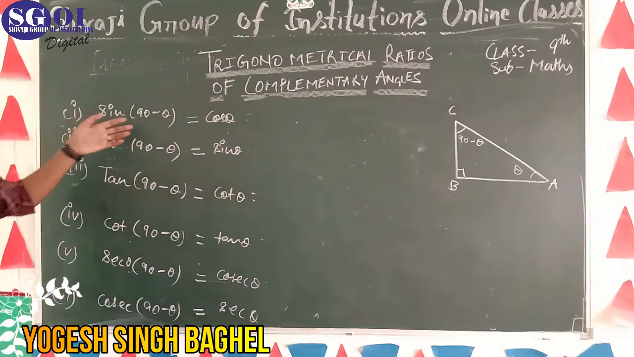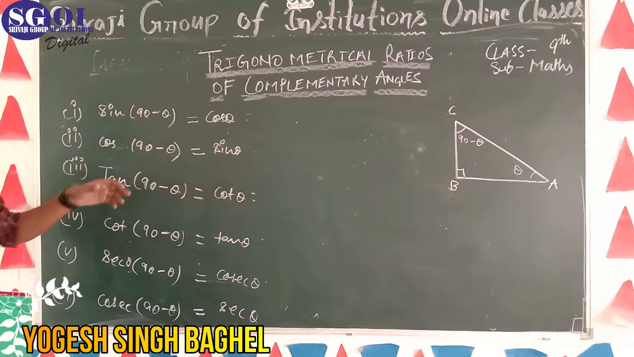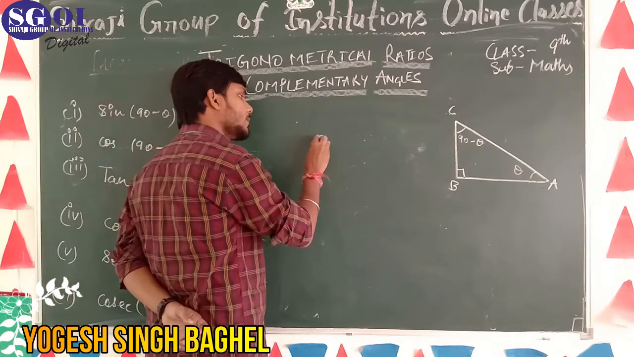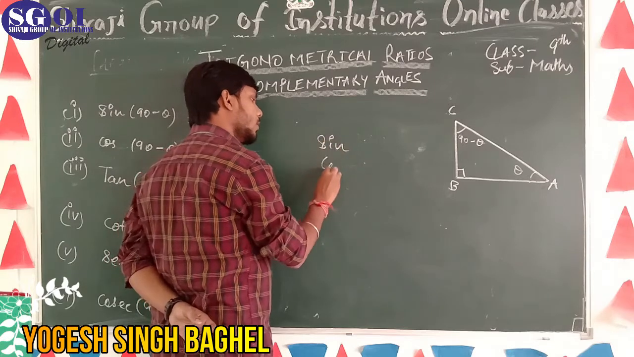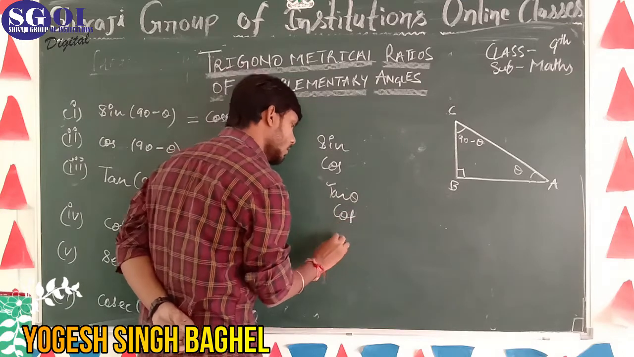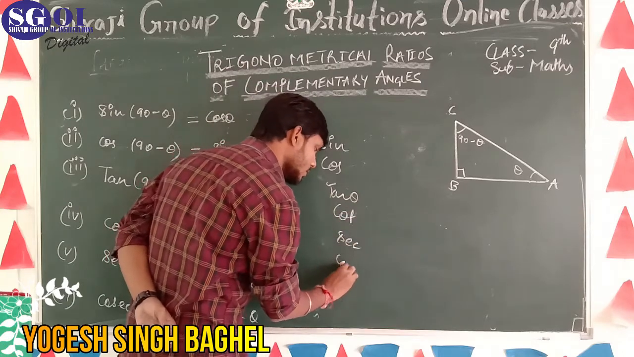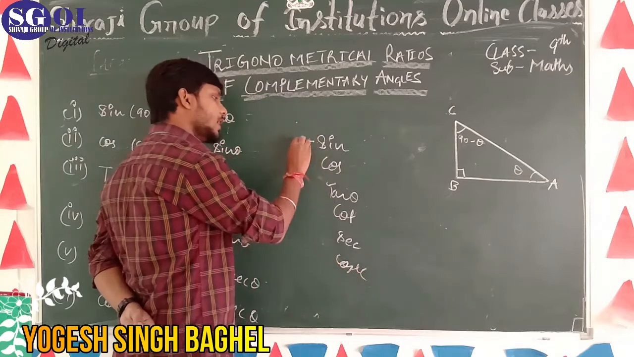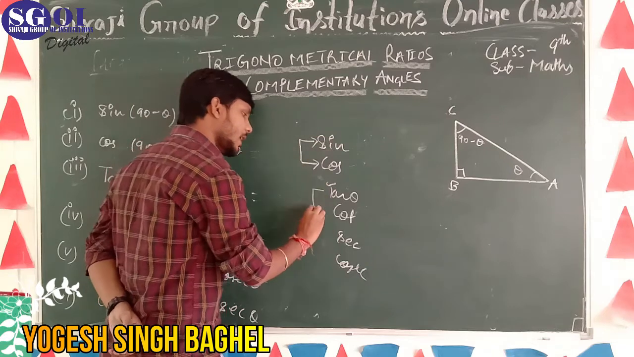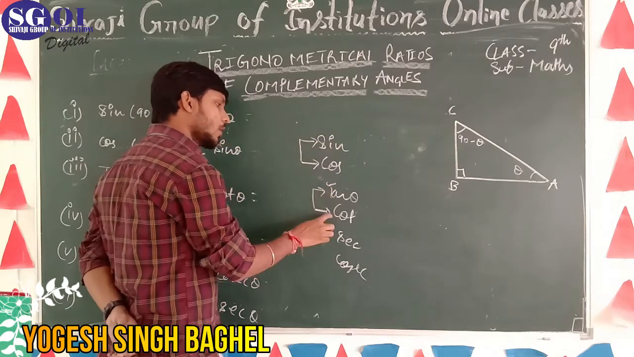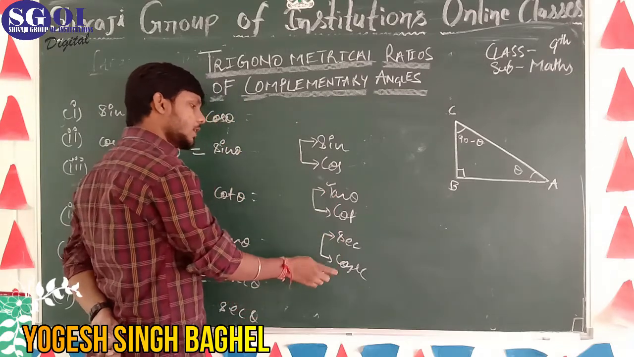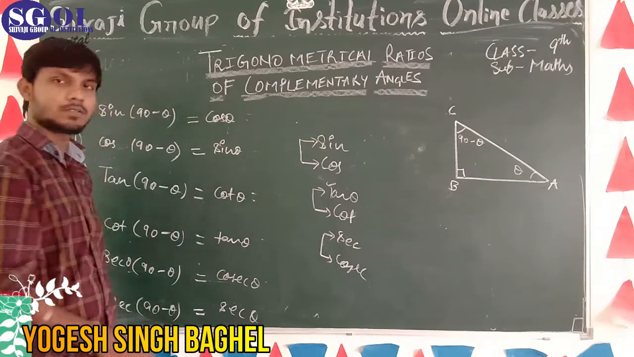What relation? Sin 90 minus theta is cos theta, cos 90 minus theta is sin theta, tan 90 minus theta is cot theta. The trick to remember this is: sin, cos, tan, cot, sec and cosec. Sin 90 minus theta is cos theta and cos 90 minus theta is sin theta. Tan 90 minus theta is cot theta and cot 90 minus theta is tan theta. Same, sec 90 minus theta is cosec theta and cosec 90 minus theta is sec theta. Clear, students?